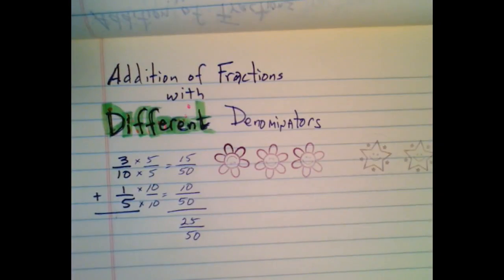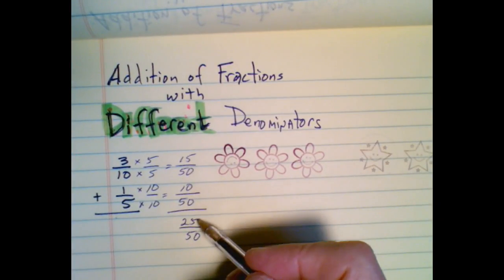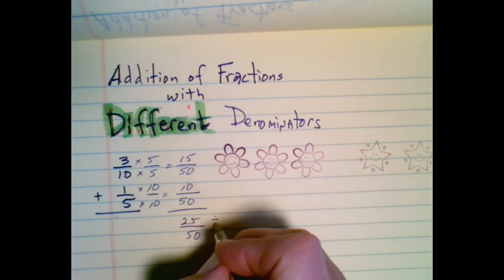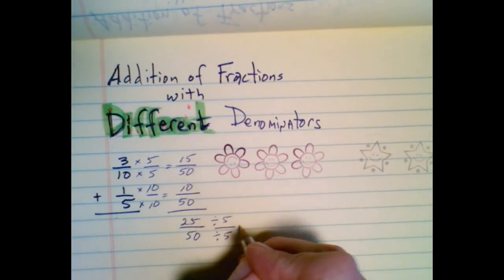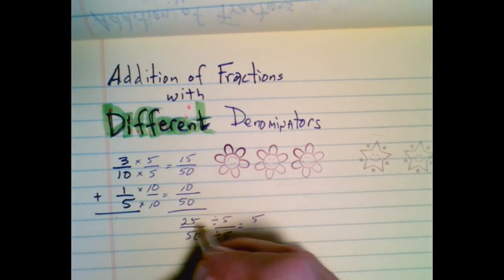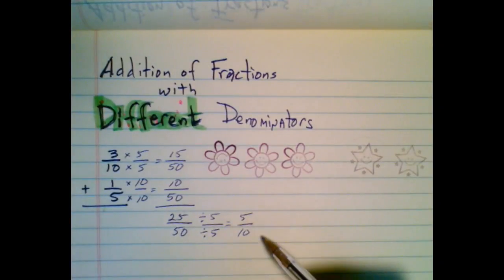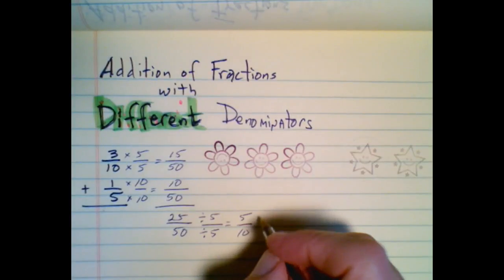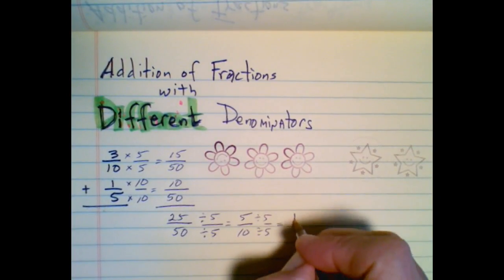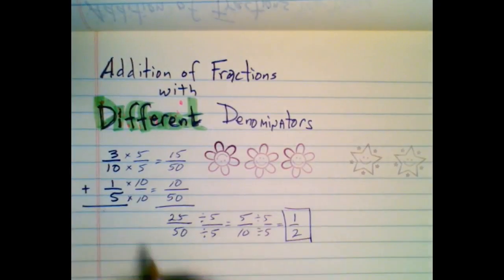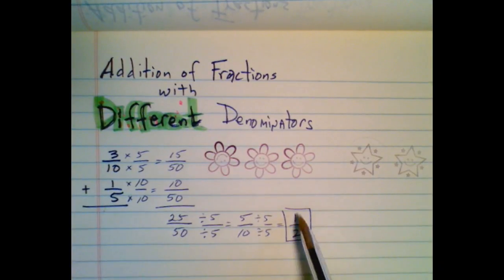Now, can I simplify both these? Sure I can. Conveniently, they both end in a 5 or a 0. That means I can divide them both by 5. And when I do that, I get 5. 25 divided by 5 is 5. 50 divided by 5 is 10. And 5 tenths, 5 is half of 10. If I divide both top and bottom by 5 one more time, I can see I get 1/2. So 3 tenths plus 1/5 is equal to 1/2.